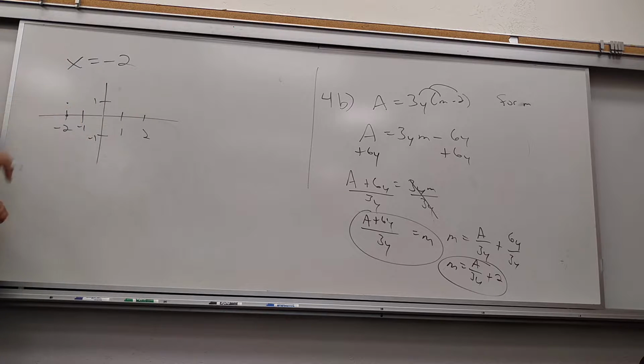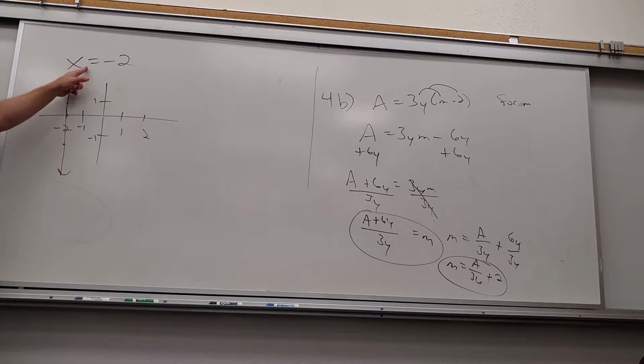Why can y do whatever it wants to? Because it's not even in my equation. I have no constraints on the y. Y, go crazy. But x, you've got to stay here. So it's going to be this kind of a line. So what's the y-intercept? None. Yep, good. There's no y-intercept because it's parallel to the y-axis.